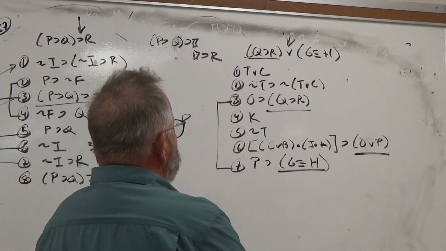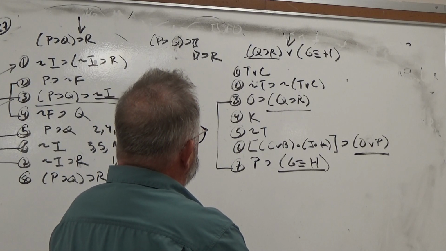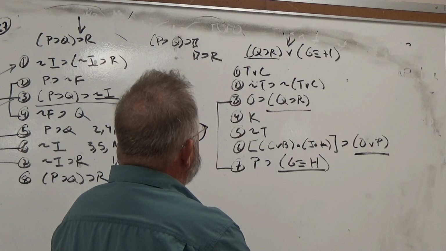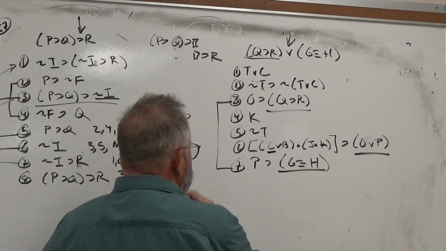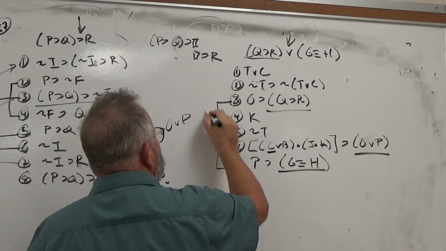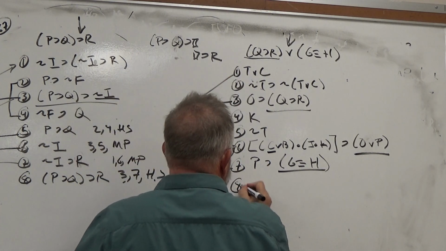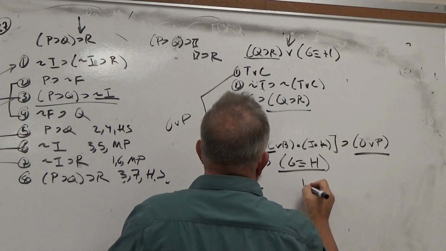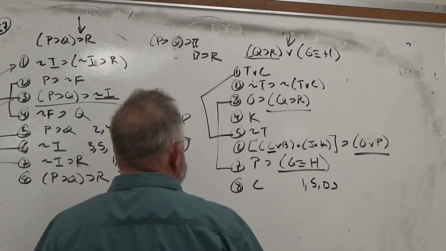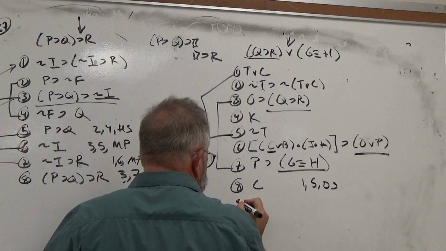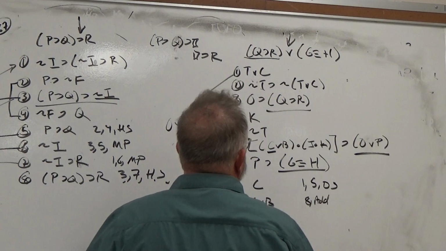Okay, C or B. I don't have C or B, but if I have C, I can add or B. So look at 1 and 2. T or C, but not T, so it must be C. And that's 1 and 5, disjunctive syllogism. Why did I get the C? Because I can add or B. So I have C or B from 8 by addition.